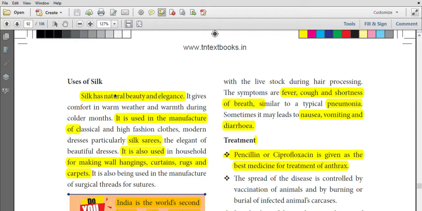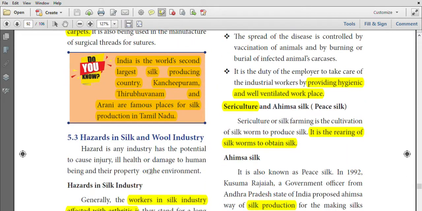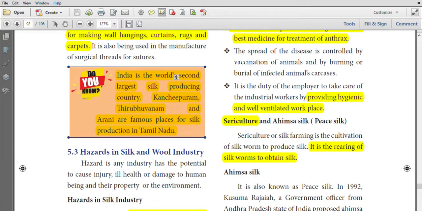Uses of silk. Silk has natural beauty and elegance. It is used in the manufacture of silk sarees. It is also used for making wall hangings, curtains, rugs and carpets. India is the world's second largest silk producing country. Kanchipuram, Thirubuvanam and Arani are famous places for silk production in Tamil Nadu.